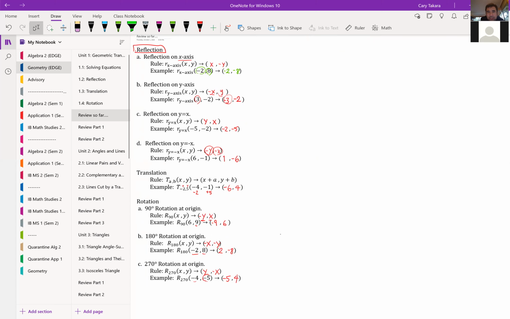Okay. So I hope you, first of all, got all the rules, and second, are able to apply the rule to figure out the new coordinate. Basically, that's what the transformation unit is all about, figuring out the new coordinate. Okay, and so that's pretty much it.